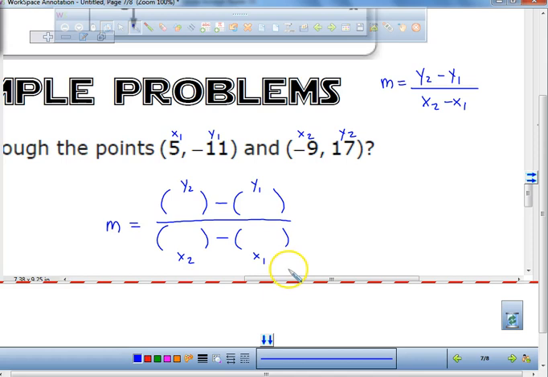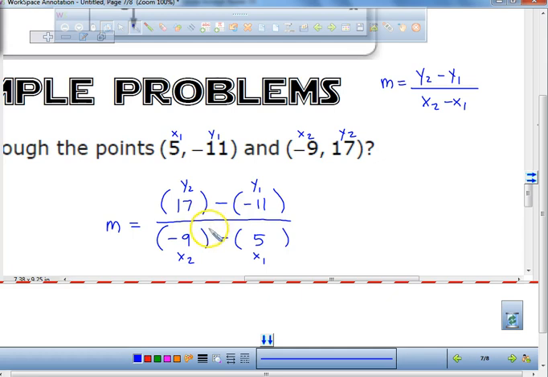Once I do this, now I'm going to take my numbers and I'm going to plug them in where they go. What number am I going to plug in for my y2? 17. What number am I going to plug in for my y1? Negative 11. What number am I going to plug in for my x2? Negative 9. What number am I going to plug in for my x1? Positive 5.